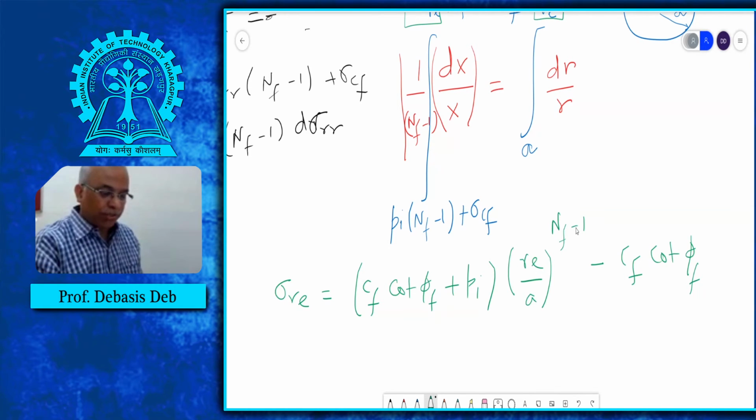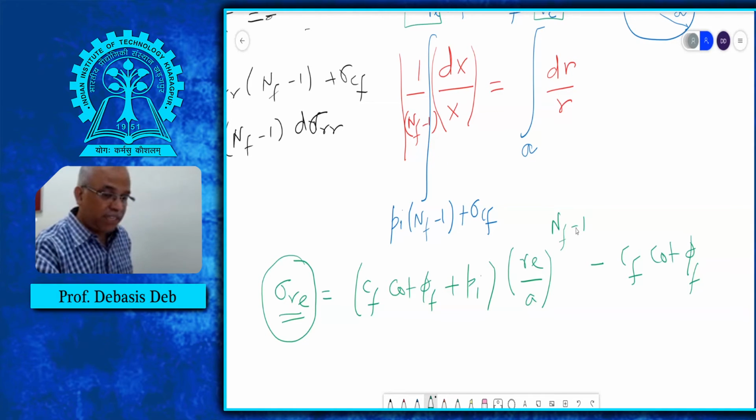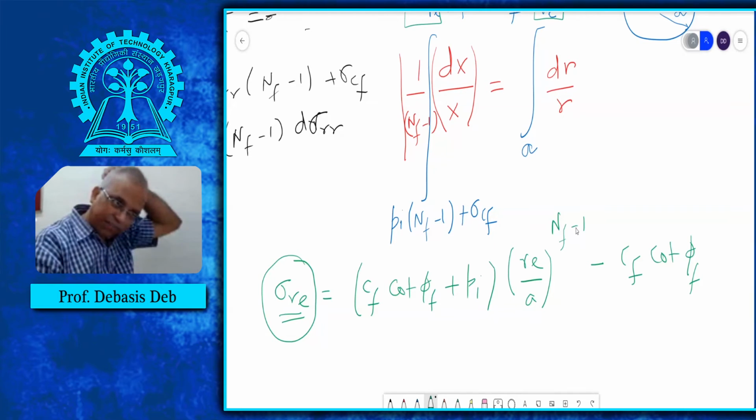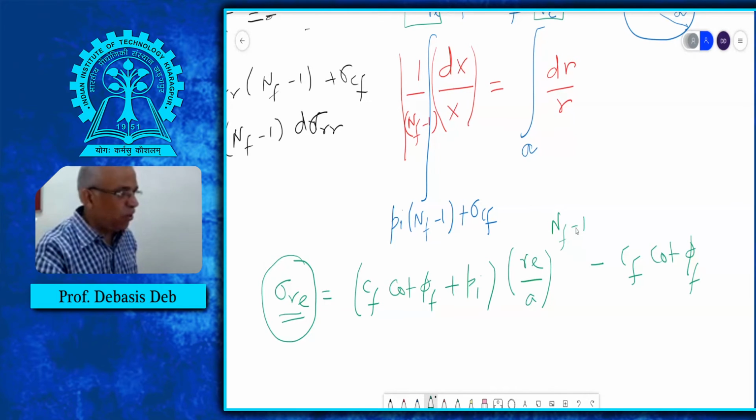So we get a relationship, but we still do not know the value. We get a relationship between sigma RE and RE. As I am telling you, sigma RE is the radial stress at the elastoplastic boundary, and RE is the radius of that elastoplastic boundary. We got a relationship between these two, but we do not know the value. If somebody can give me RE, I can find sigma RE, because the rest of the things are known to me. Pi is applied, so I know. CF and phi F are the material properties, I know. a is the radius of the tunnel, that I also know.